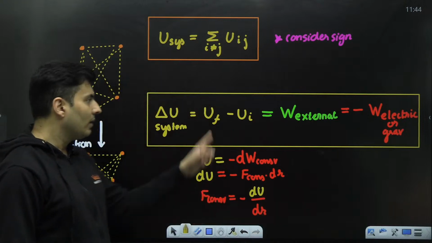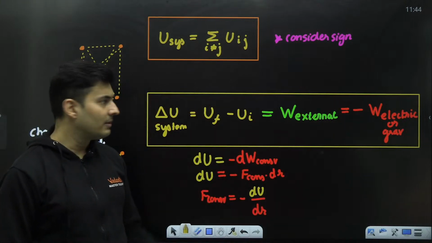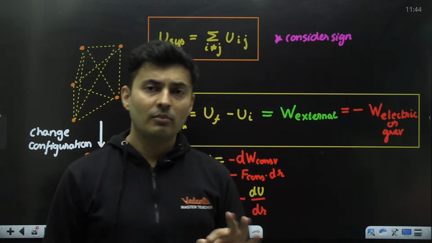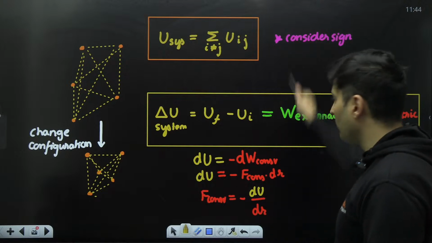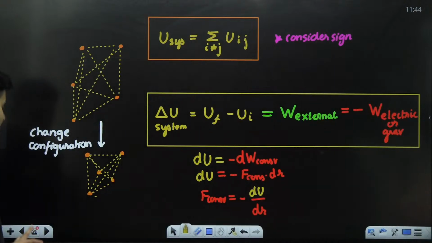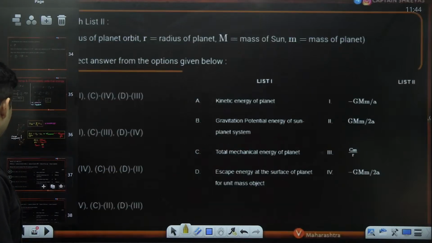Okay, so it's always the negative of the work done by conservative forces, but positive of the work done by external force. This is the most important formula, guys. Please remember this. Cool. Let's do some questions based on this.